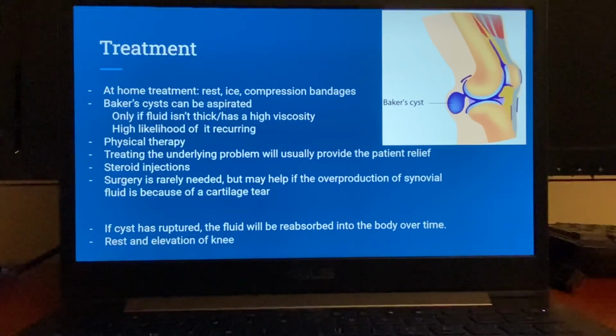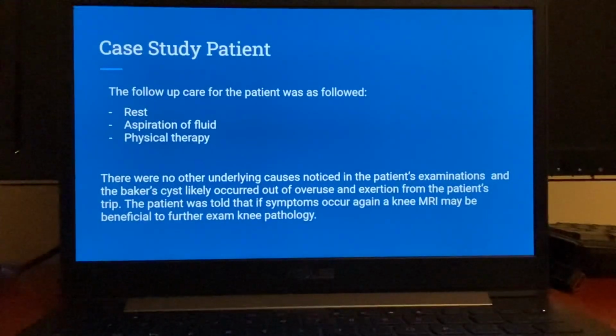If the cyst has ruptured, the fluid can be just reabsorbed into the body over time. Also, if the cyst has ruptured, it is important to just rest and elevate the knee and just give the time that it needs to heal. So for our case study patient, the doctor recommended the patient just rest. They did an aspiration of the fluid as more of a therapeutic thing to help get rid of the pain and the palpable bulge. And the patient was also recommended to have some physical therapy.